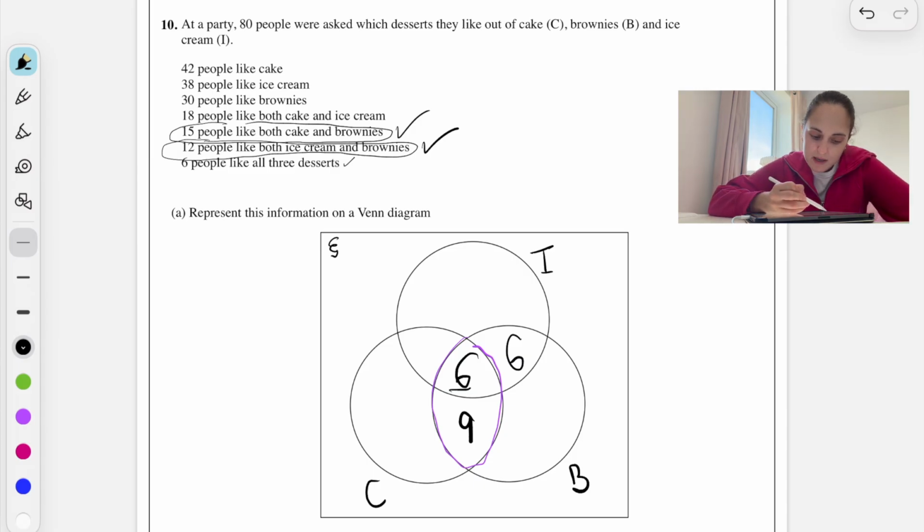It then says 18 people like both cake and ice cream. So cake and ice cream is going to be this section here. So we have 18 people like cake and ice cream. We've already counted 6, so that means there's 12 people left. So those 12 are going to go here.